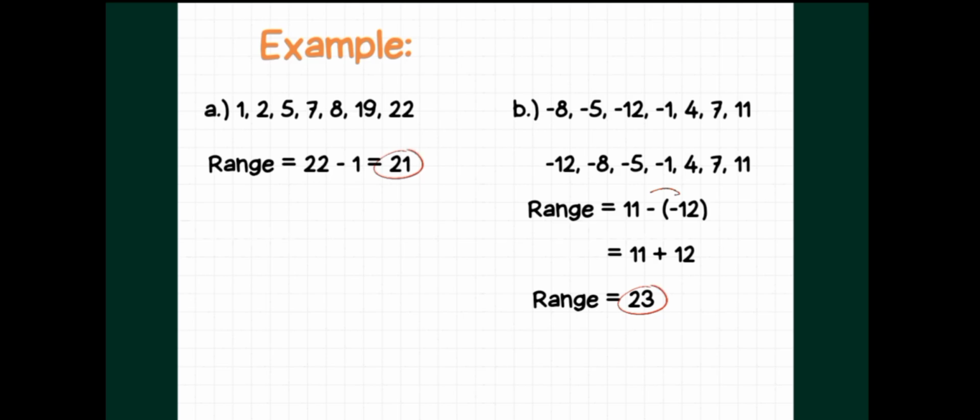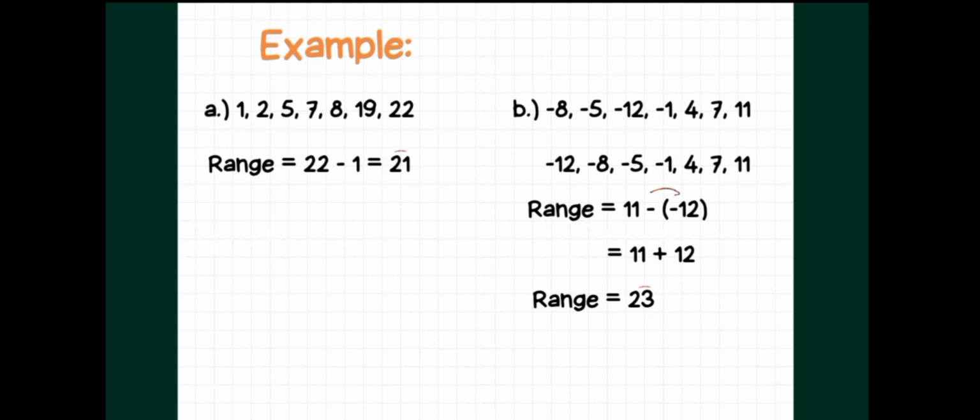So, ang gagawin naman natin ngayon ay isusubtract na natin ang highest data value sa lowest data value. So, ang highest data value natin sa dataset letter B is 11. And ang lowest data value natin ay negative 12. 11 minus negative 12 is equals to 11 plus 12.